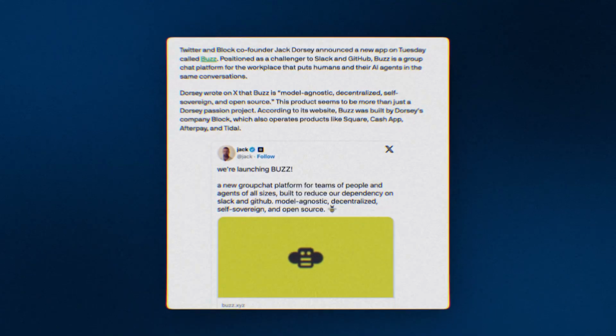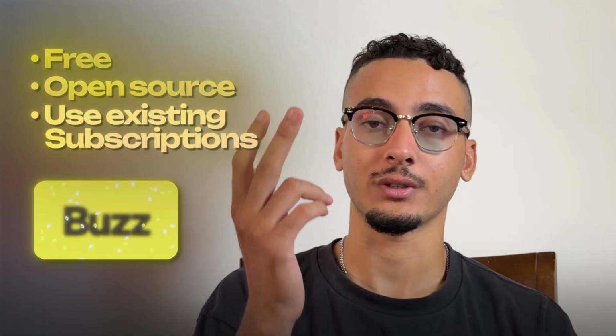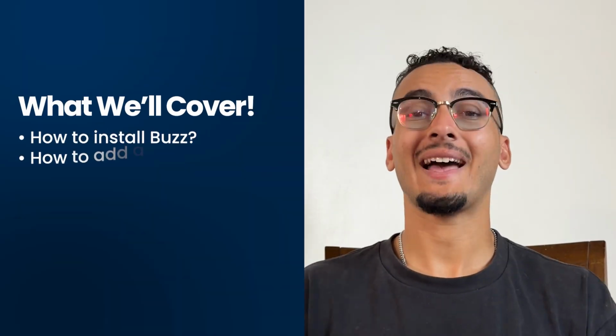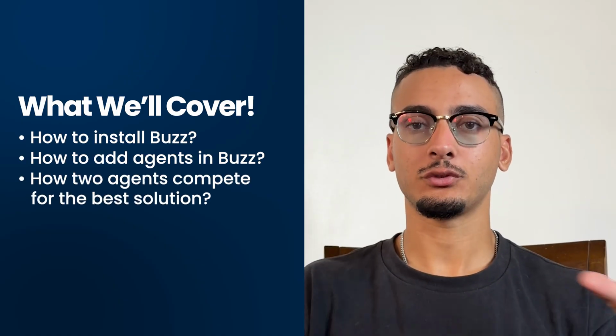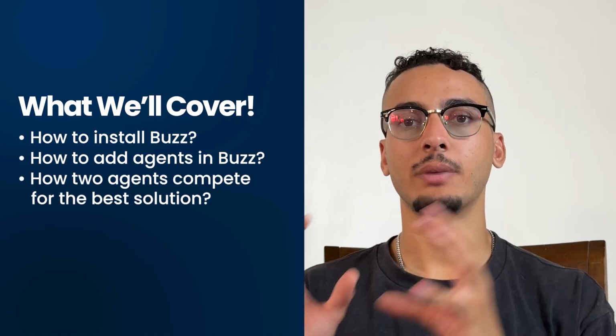The guy who made Twitter, Jack Dorsey, just dropped a tool called Buzz. It's Slack meets AI agents in one. It's free, it's open source, and you can use your existing subscriptions to use it. So in this video, I'm going to show you how to install it. I'm going to show you how to add agents to it. And in the end, I'm going to show you how to have two agents actually fight over what is the best solution to a problem.